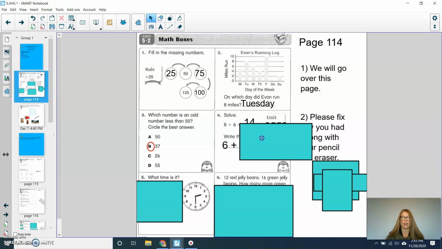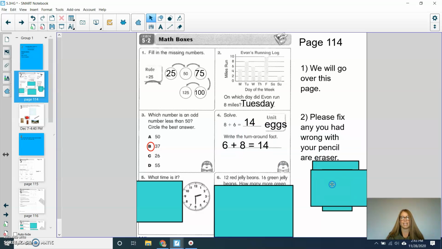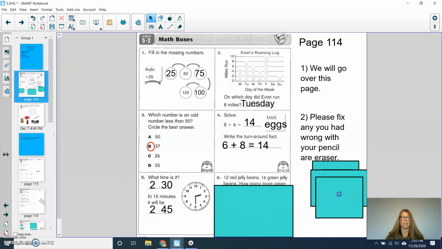For question 4, solve. 8 plus 6 equals 14. The unit I chose today was eggs. And then for my turnaround fact, I would have 6 plus 8 equals 14. For question 5, the time is 2:30, and in 15 minutes it will be 2:45.